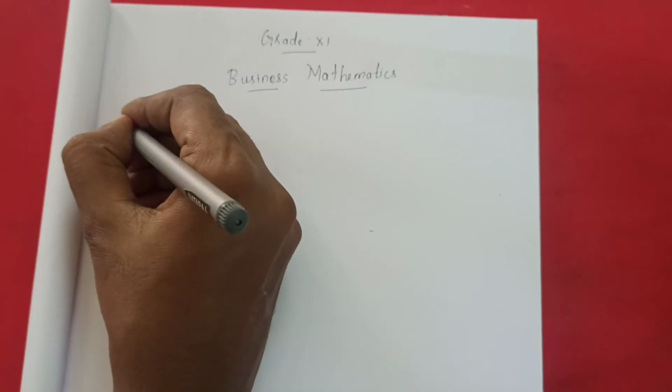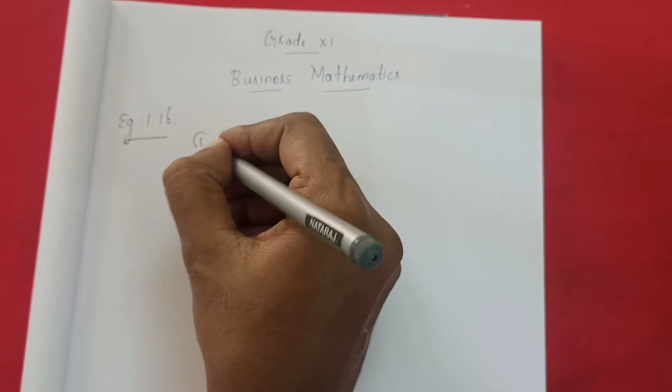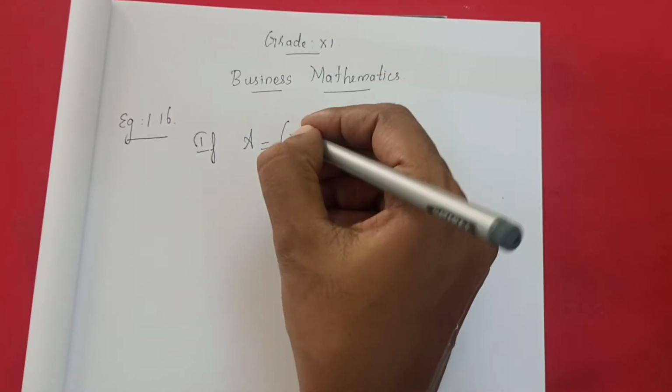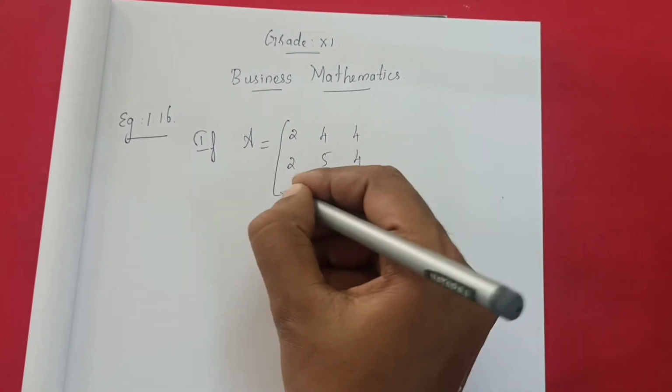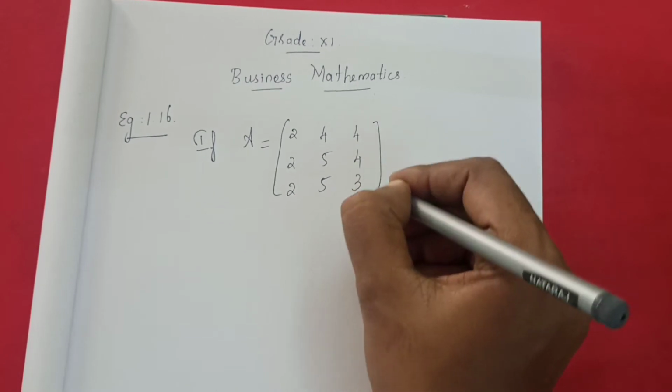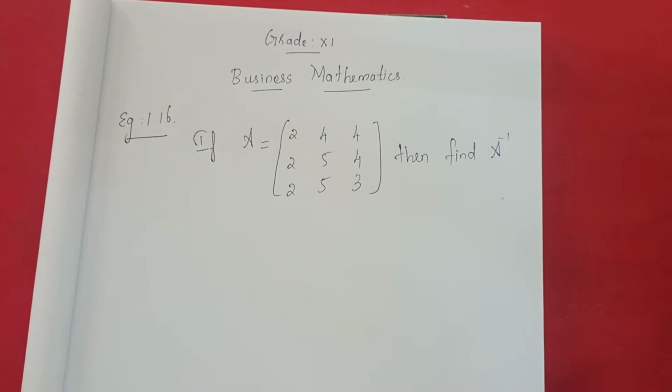Example 1.16. If A is equal to 2, 4, 4, 2, 5, 4, 2, 5, 3, then find A inverse. Last class you learned the same concept for a 2 by 2 matrix, how to find the A inverse. Here this matrix is 3 by 3. So for a 3 by 3 matrix, how will you find the A inverse? That only we are going to learn today.